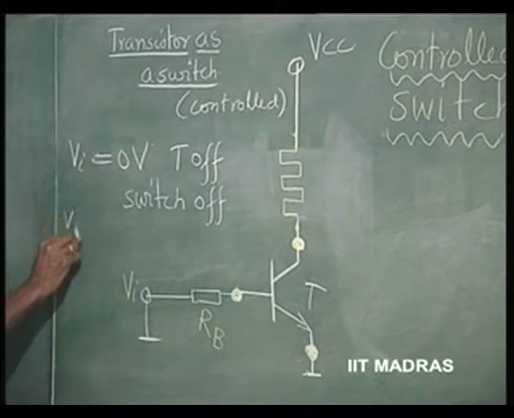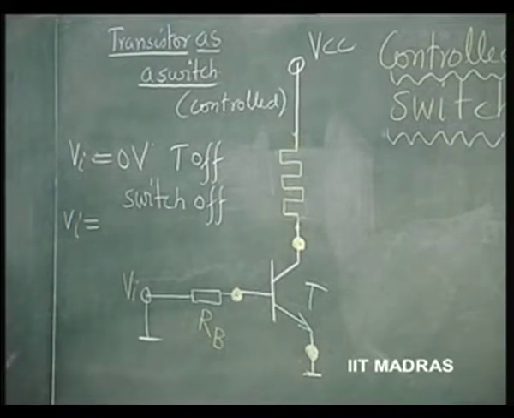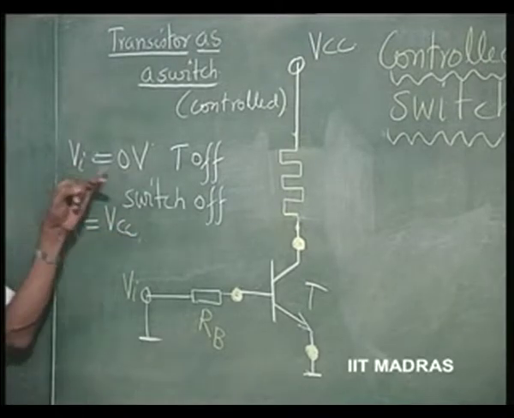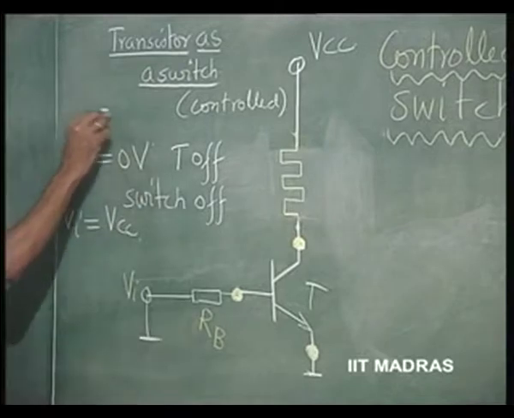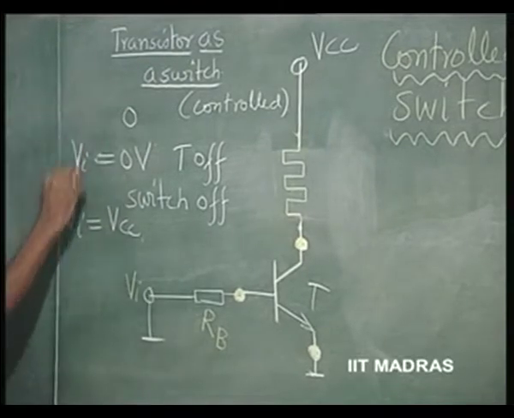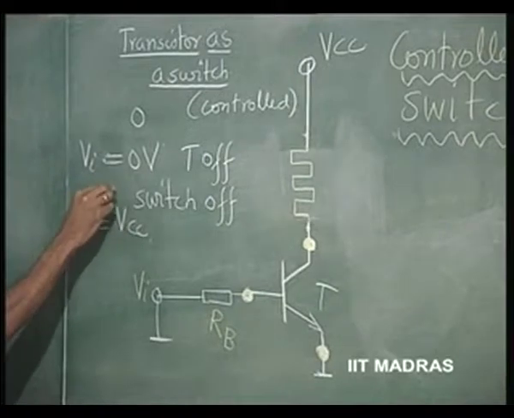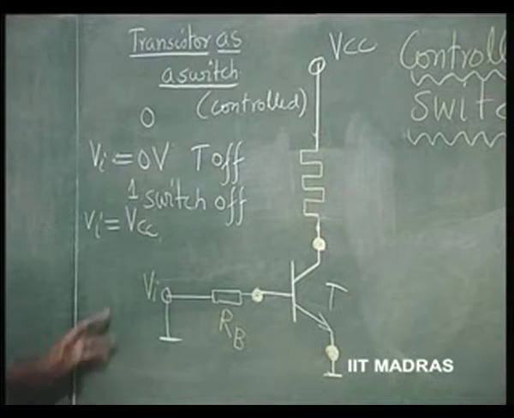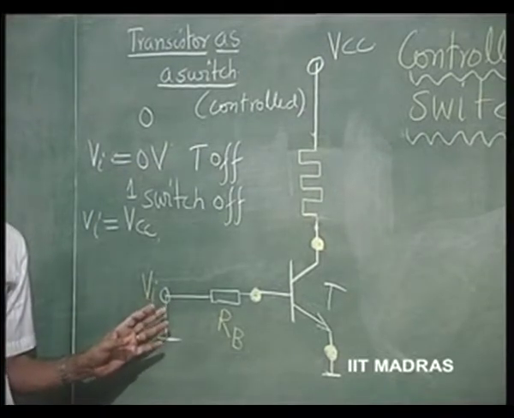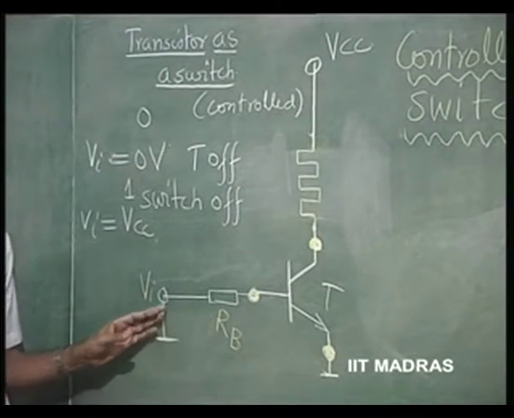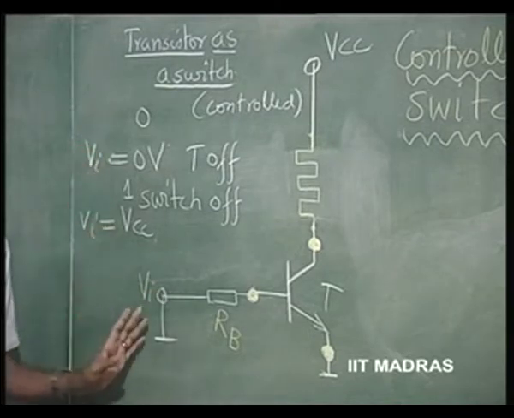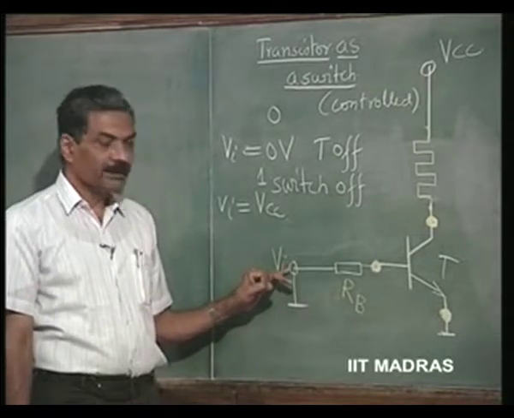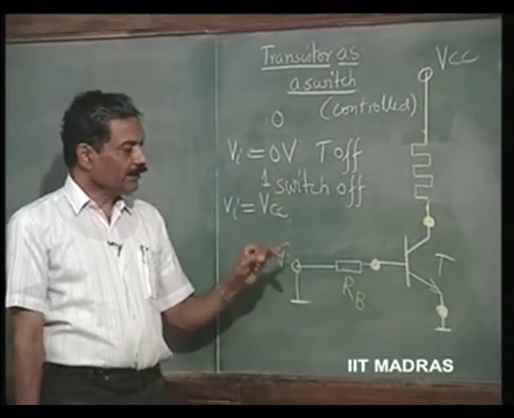And with Vi equal to, let us say, Vcc. So, Vi equal to 0 may correspond to digital 0, and Vi equal to Vcc may correspond to digital 1. So, the actual command signal comes from a digital inverter maybe. So, it is either high or low, there is no intermediate value it is going to take, and therefore, when Vi is equal to Vcc, we want this switch to be on.